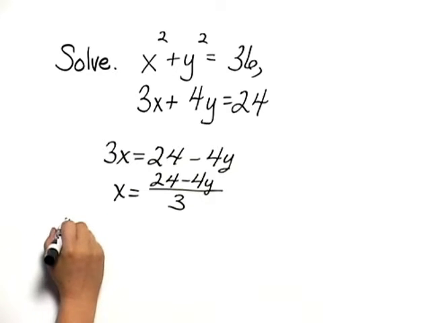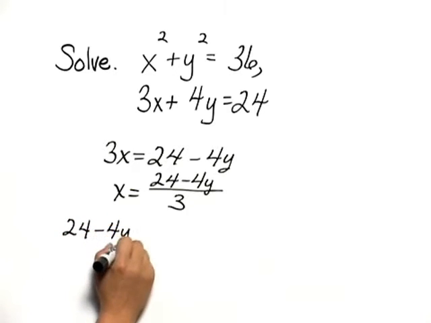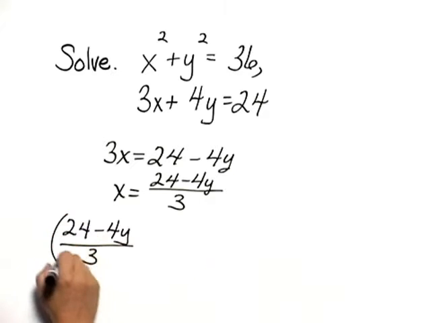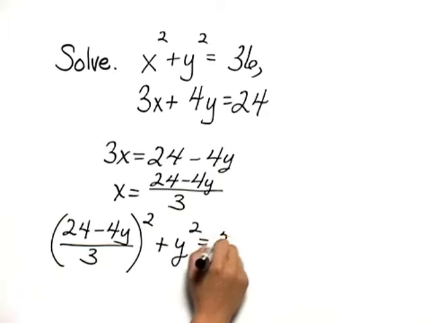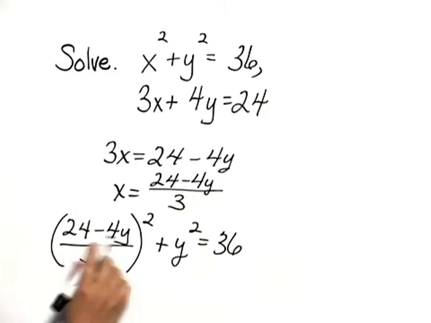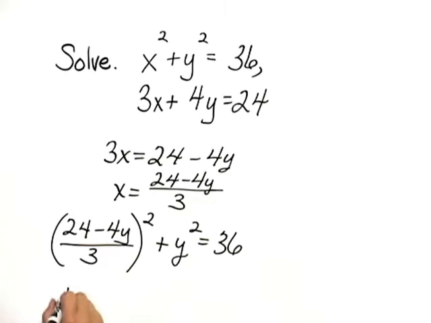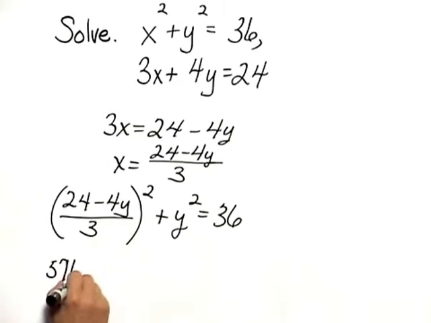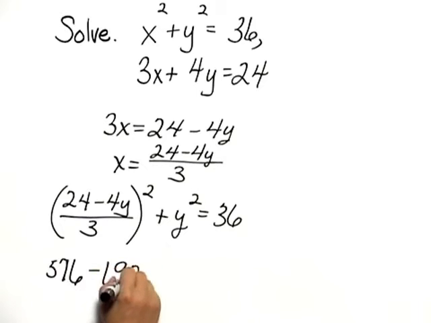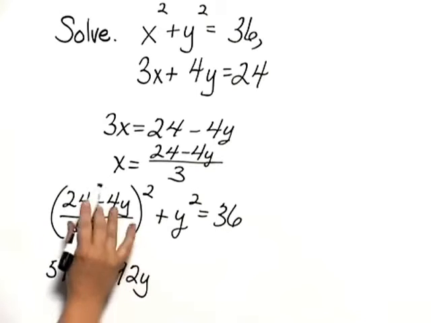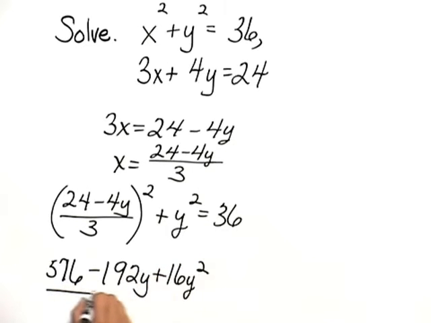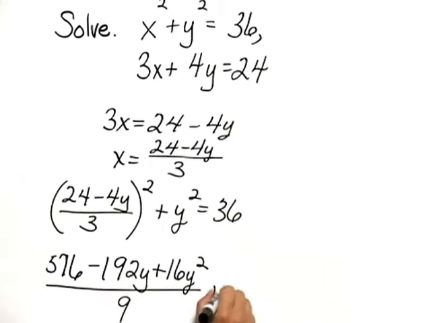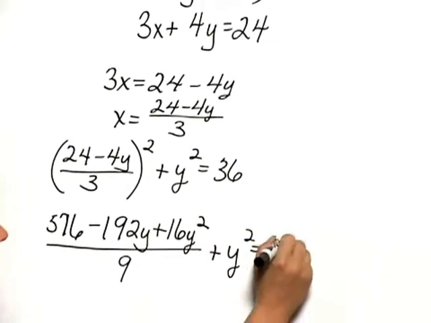That gives us ((24 minus 4y) over 3) squared plus y squared equals 36. When we multiply this out, we would get 24 squared is 576 minus 192y, that's 24 times negative 4y times 2, plus 16y squared, all of that over 9, plus y squared equals 36.